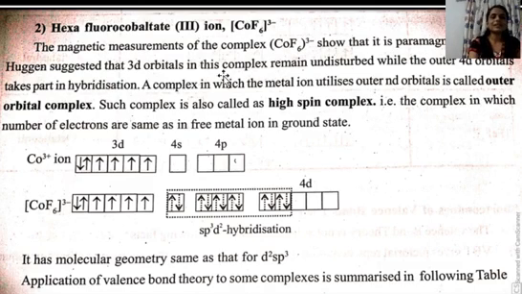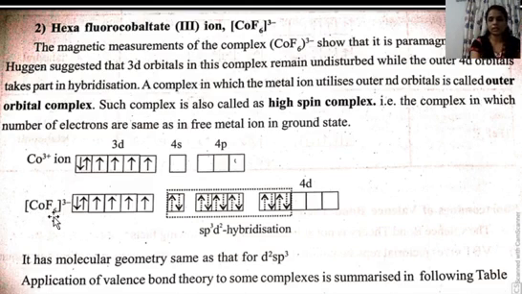Okay, for this, it was suggested that the 3d orbitals in this complex remain undisturbed while the outer 4d orbitals take part in hybridization. Let's jump to the configuration here. For the Co3+ ion, we have already seen the electronic configuration for cobalt 3+. So it is 3d6 as the outer electronic configuration for Co3+. The 4s orbital is empty and the 4p orbital is also empty, and just 4 electrons are unpaired.